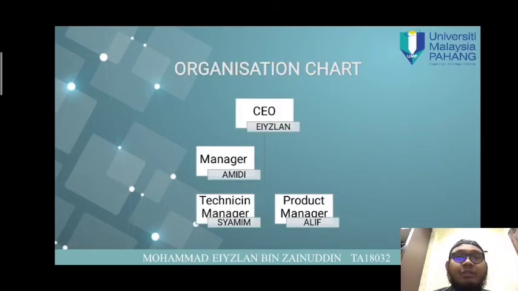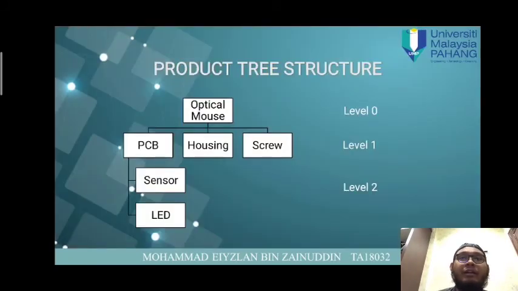Organization chart. So, the CEO is me, Eiyzlan. The manager is Amidi. Technician manager is Syamim. And the product manager is Alif, Aiman. Next, the product tree structure. So, level 0 is the complete product. The complete product for our assignment is the optical mouse. So level 1 is the PCB.